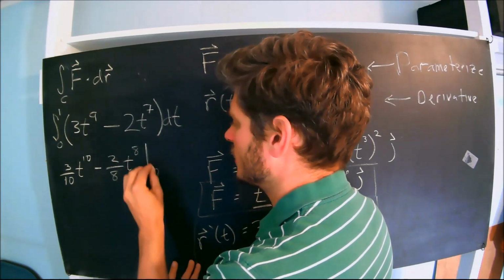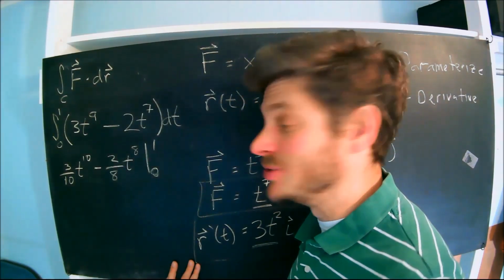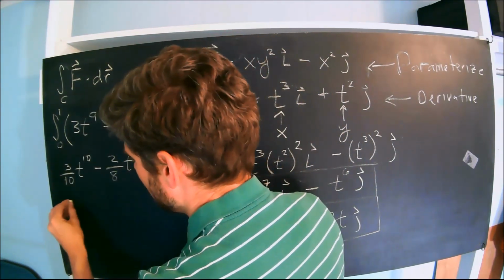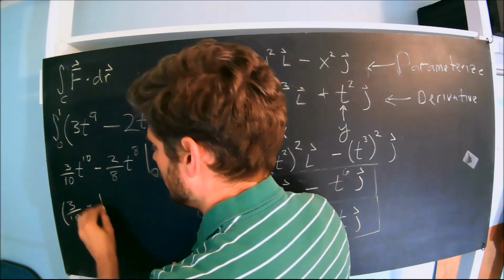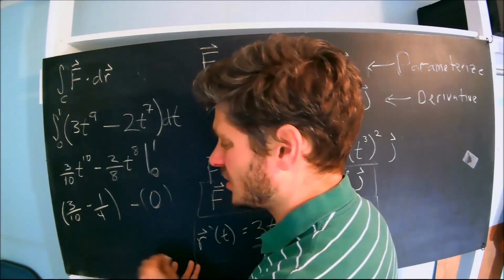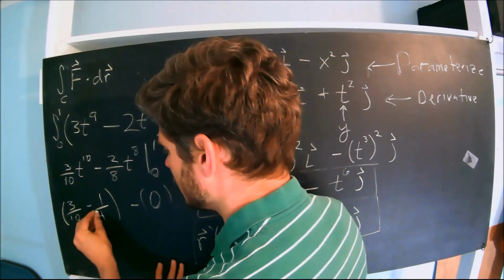Now we're evaluating from 0 to 1. A really nice balance here to evaluate this, because when I plug this in, 3/10 minus 1/4 minus 0, from plugging in 0, so I don't really care about that. And then I just have to clean this up. So let's see.